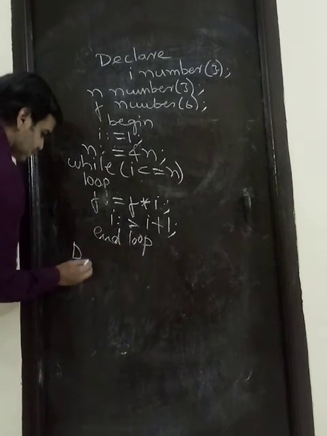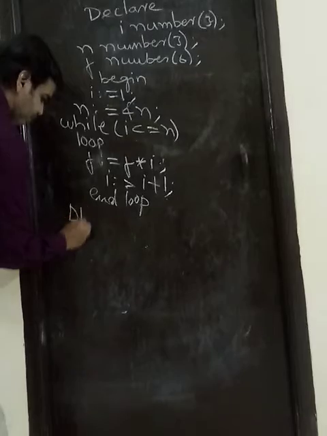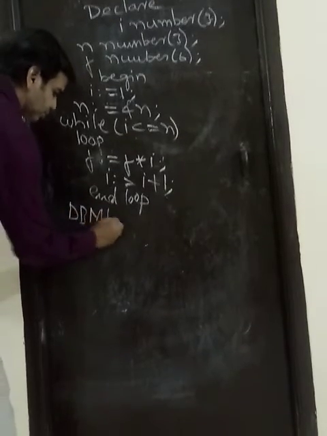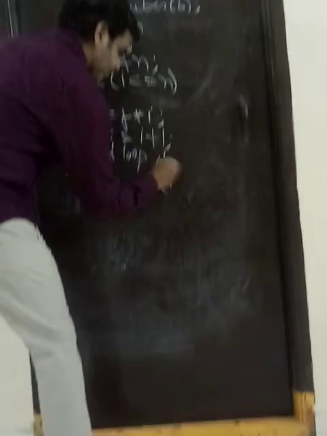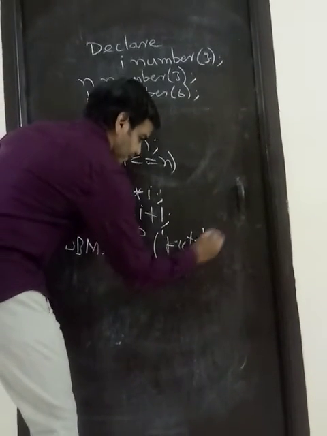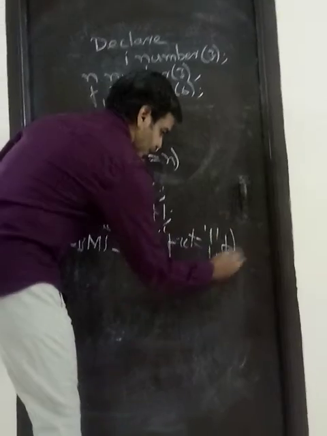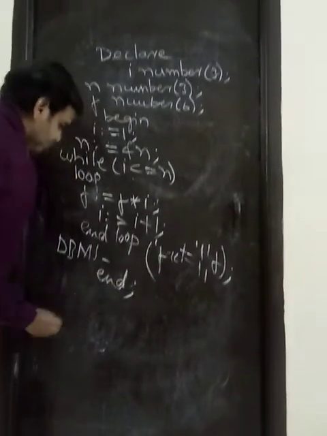So dbms_output.put_line. We are displaying the f value, factorial is equal to 5. Then end, slash.